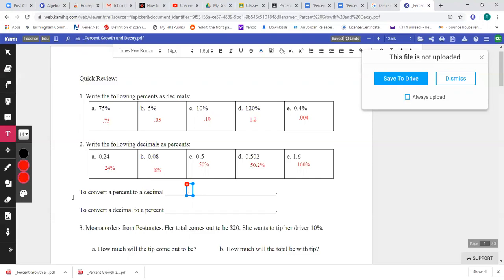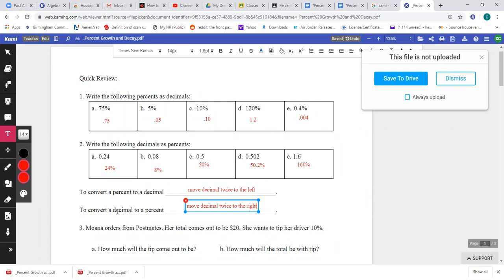So to convert a percent to a decimal, all you do is you move the decimal twice to the left. And then we are going to convert decimal to a percent. You move the decimal twice to the right. Okay. So hopefully no one really has any questions on this. This is just a quick little review.